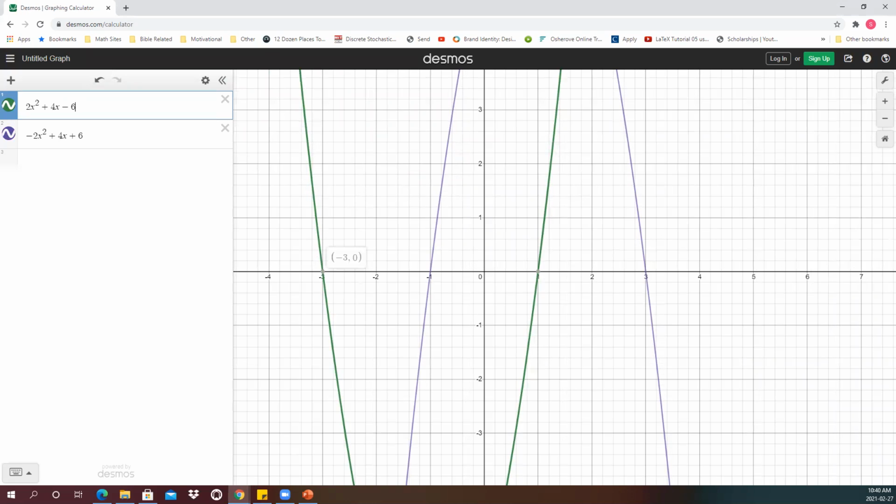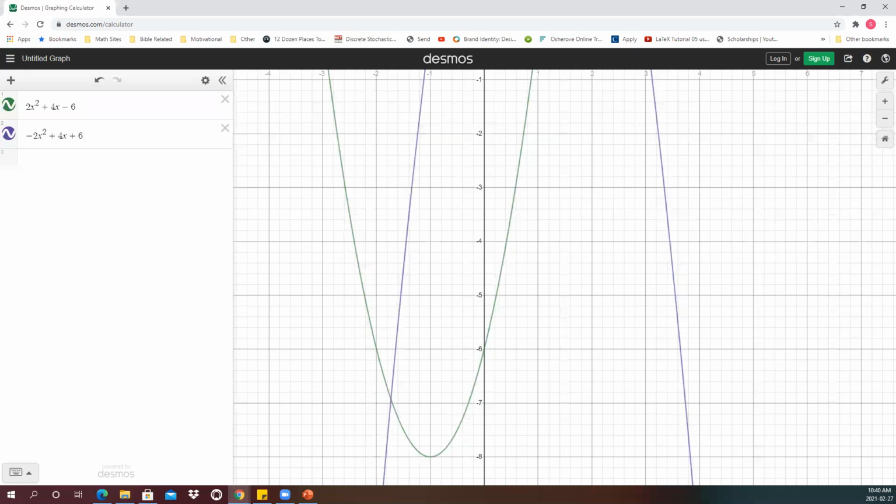And of course, it has 2 solutions, one of which is, you can see, x equals -3 on this side, and on the other side, x is equal to +1. So that would be the solution for this quadratic equation: x equals -3, x equals +1.